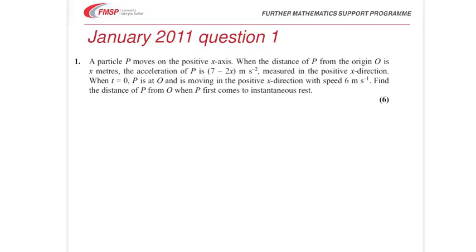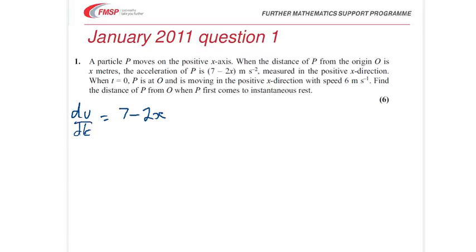Right, we're given that the acceleration is 7 minus 2x measured in the positive x direction. So we can write down an expression for acceleration. And normally we write acceleration as dv by dt. But in this sort of question, that's not much help because you can't integrate that directly because you've got dv by dt as a function of x.